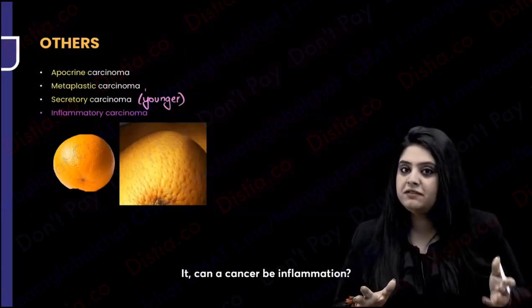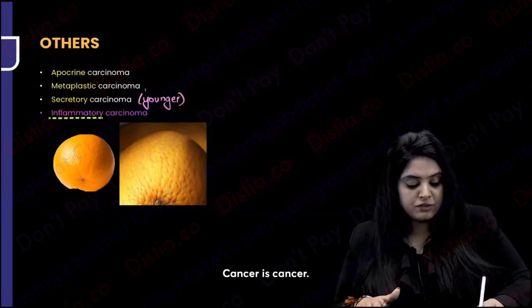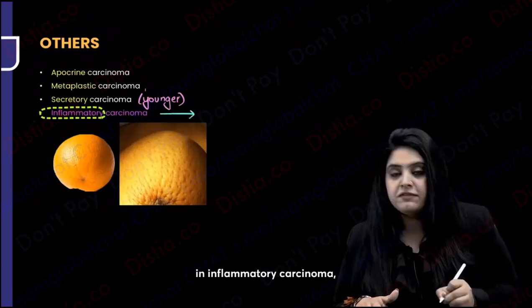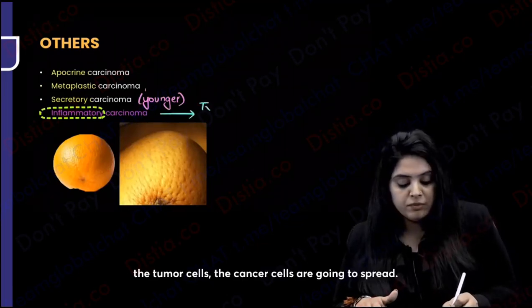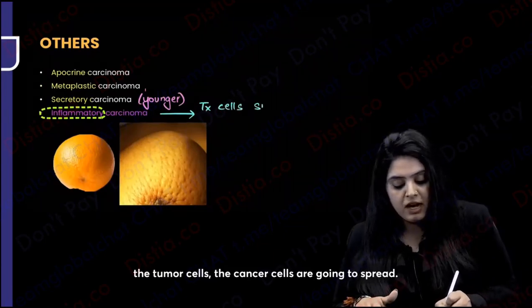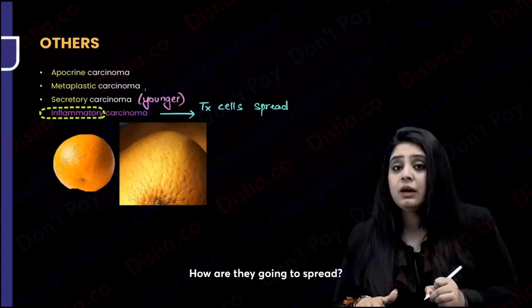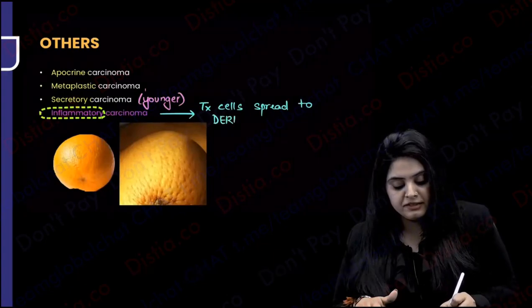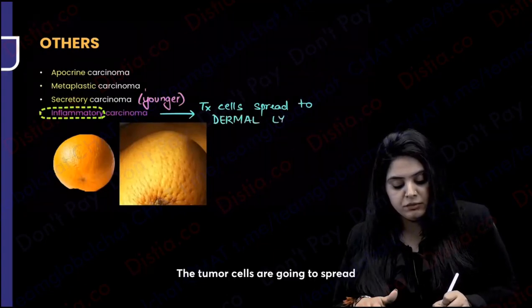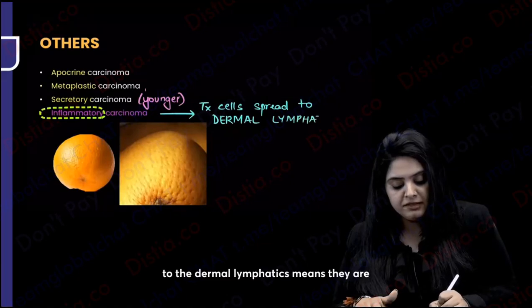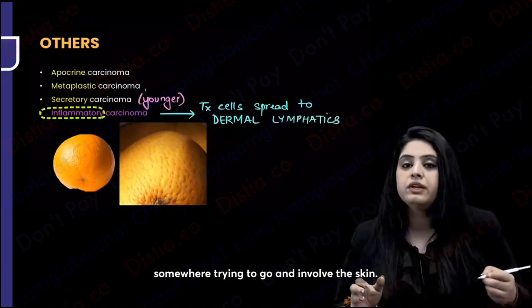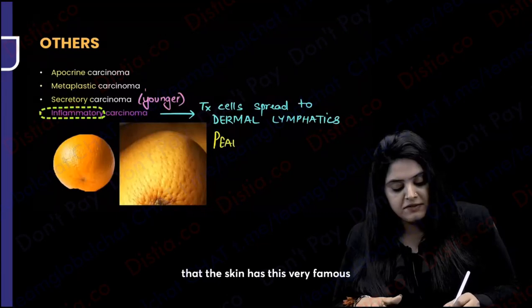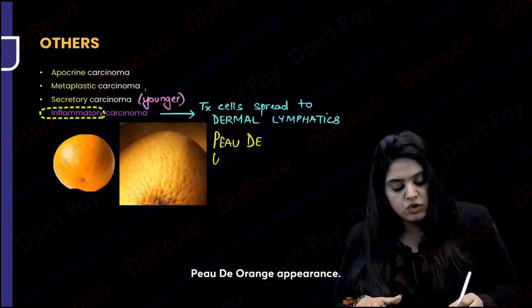Can a cancer be inflammation? Of course not. Cancer is cancer. So why is the word inflammatory being used? So what happens over here? In inflammatory carcinoma, the cancer cells are going to spread to the dermal lymphatics, which means they are somewhere trying to go and involve the skin. And that is the reason that the skin has this very famous peau d'orange appearance.